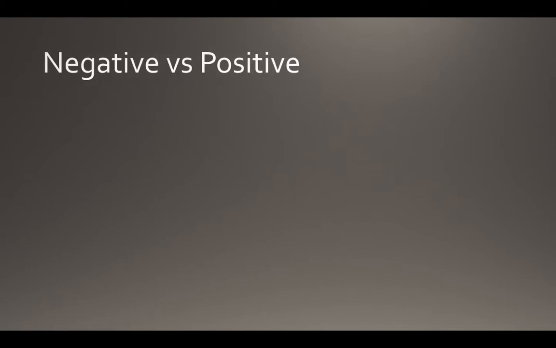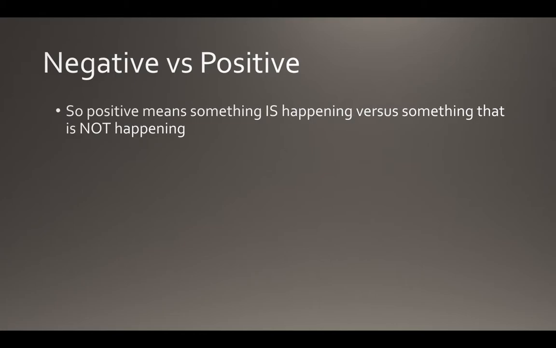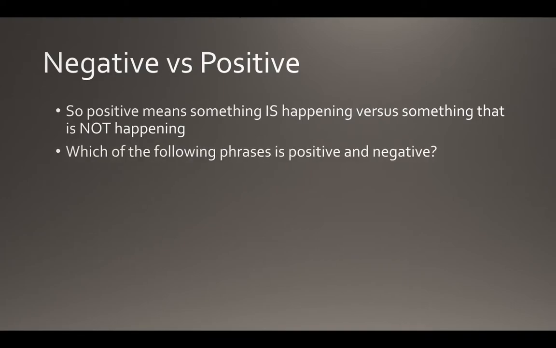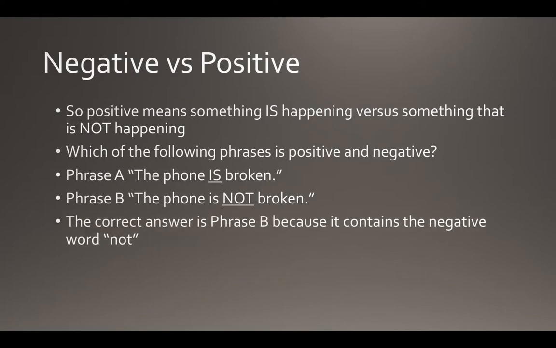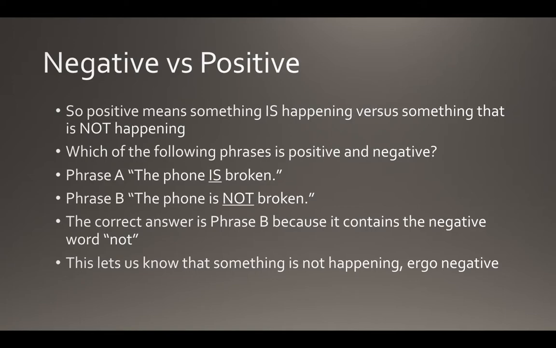So, negative versus positive. Positive means something is happening, whereas negative means something is not happening. Keyword: not. Which of the following phrases is positive and which is negative? Phrase A: The phone is broken. Phrase B: The phone is not broken. The correct answer is phrase B because it contains the negative word not. This lets us know that something is not happening, ergo negative.